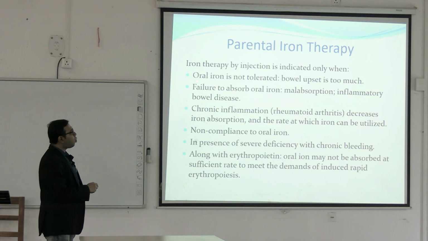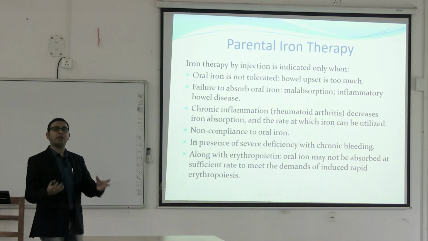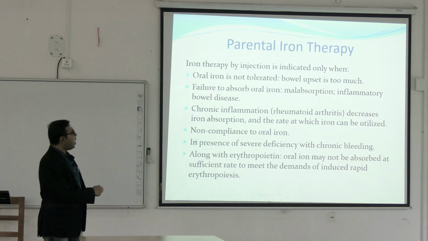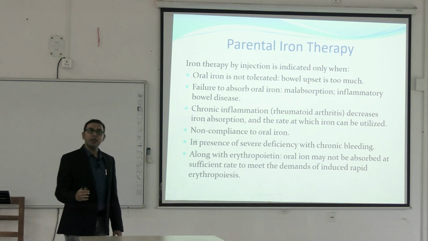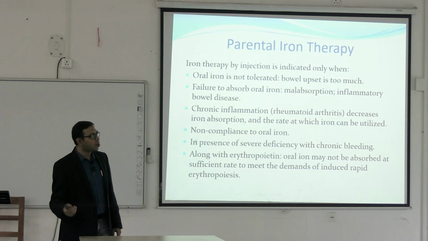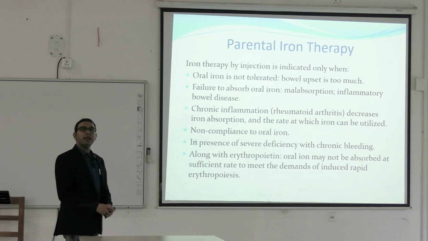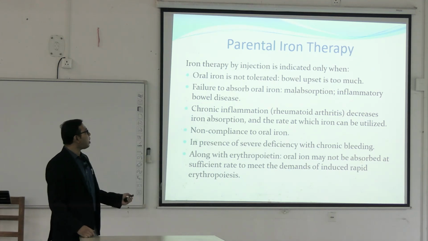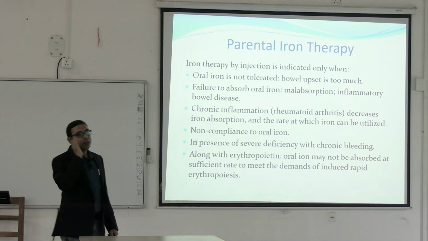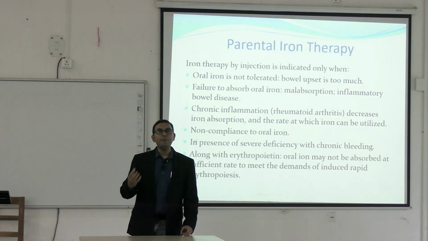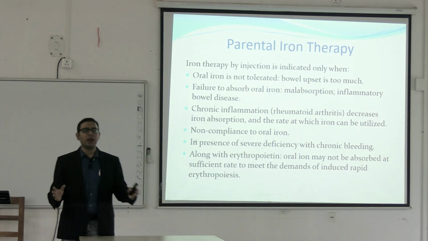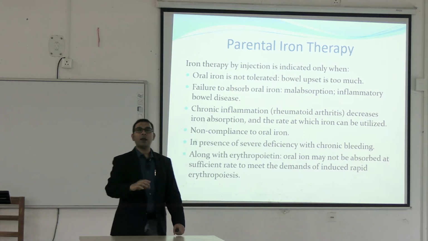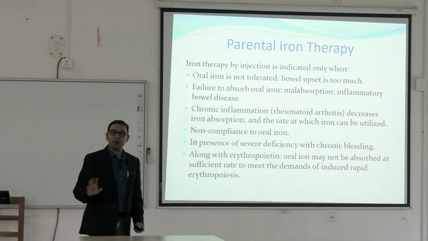So the indication is when oral iron is not tolerated, the bowel upset is too much, even if it is given after meals or as alternate day therapy, and the patient cannot tolerate it. Another is failure to absorb oral iron, that is if there is some disease where the absorption will not happen from the gastrointestinal tract, like some malabsorption syndromes, like celiac disease, tropical sprue, where there are problems in the intestinal cells and malabsorption happens. And another is inflammatory bowel disease. Inflammatory bowel disease means ulcerative colitis or Crohn's disease, where inflammation in the bowel happens and the absorption of different foods and also iron becomes hampered very much. So here, even if we are giving the oral iron, even if the patient tolerates it, the iron absorption will not happen. So here we have to give parenteral iron therapy.